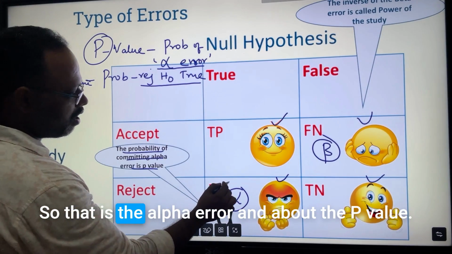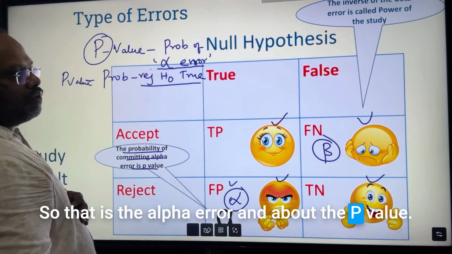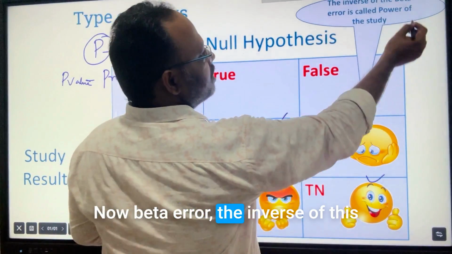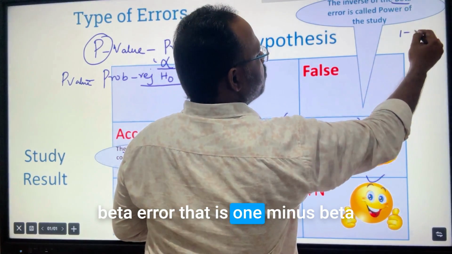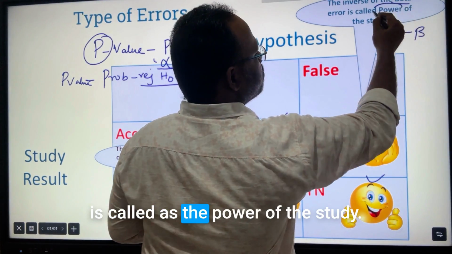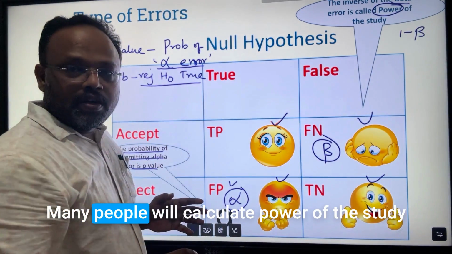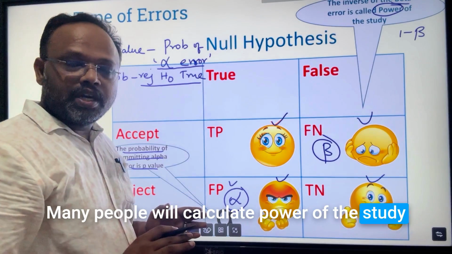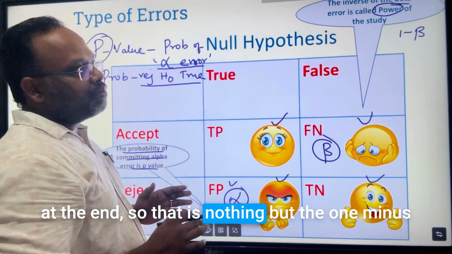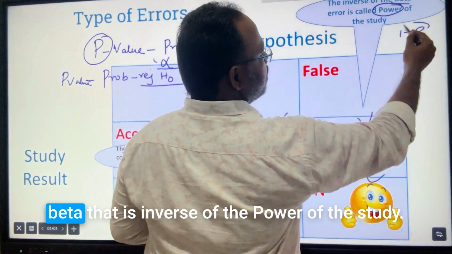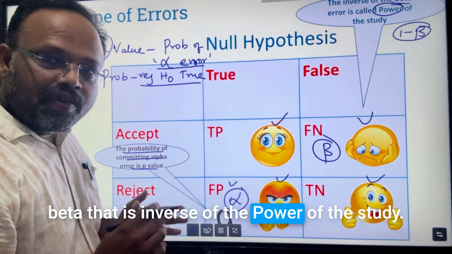So that is the alpha error and about the p value. Now beta error, the inverse of this beta error, that is 1 minus beta, is called as the power of the study. Many people will calculate power of the study at the end. So that is nothing but the 1 minus beta, that is the power of the study.